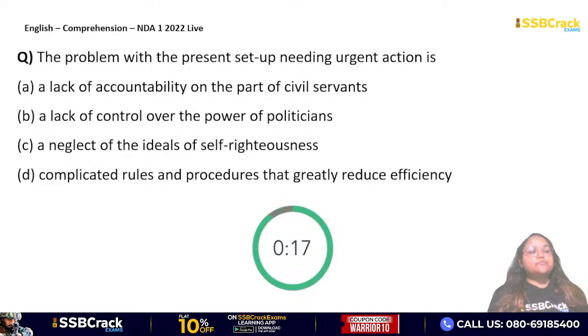The problem with the present setup needing urgent action is: A, a lack of accountability on the part of civil service. So what is that problem which needs urgent attention? A lack of accountability on the part of civil servants, a lack of control over the power of politicians, a neglect of the ideals of self-righteousness, complicated rules and procedures that greatly reduce efficiency.